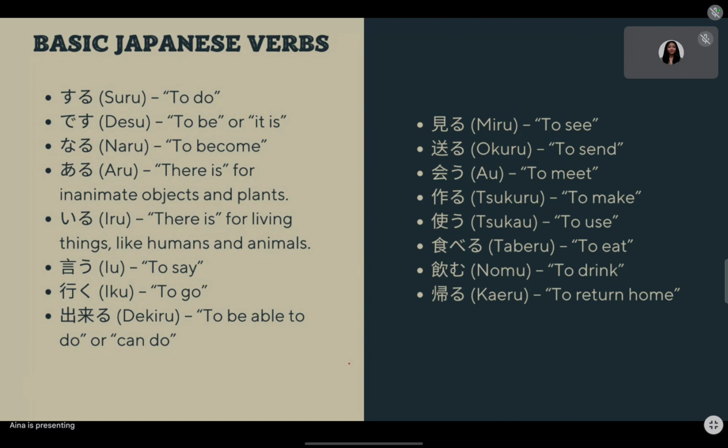And then we have iu to say, iku is to go, dekiru is to be able to do or can do, to see is miru, okuru is to send, au is to meet, tsukuru is to make, tsukau is to use, taberu is to eat, and nomu. So, siguro familiar kayo sa word na nomu. Pre, tara, nomu tayo. Alam nyo ba dito nang galing yon? Nomu, nomu. So, although here in the Philippines, obviously, this nomu means drinking alcohol. No, mag-drink ka ng alcohol. Pero dito sa Japanese, when we say nomu, it is to drink something. So, for example, tubig man yan, soft drinks man yan, juice man yan, or anything. Okay? And then we have kaeru as return home.